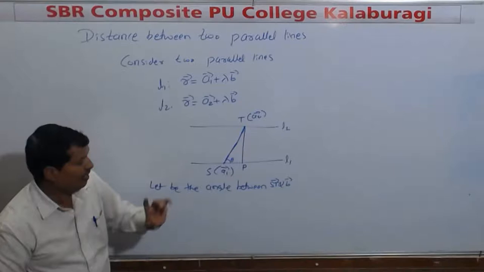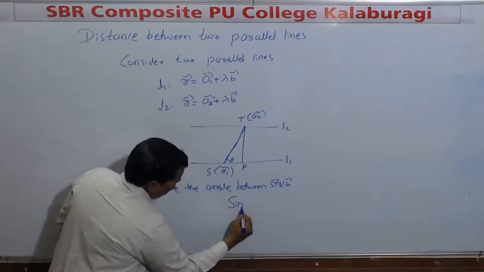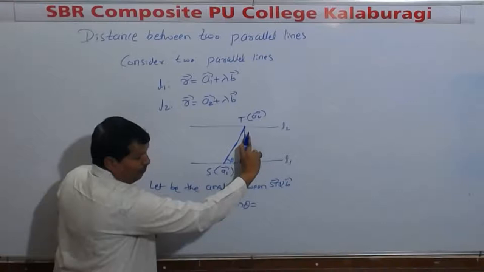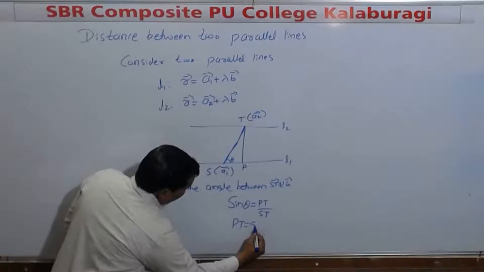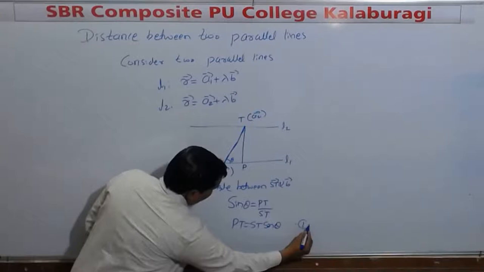This forms a right angle triangle. So what about sine theta here? Sine theta equals opposite side by hypotenuse. Theta is here, so this is the opposite side, this is the hypotenuse. Therefore we have PT by ST, and therefore PT equals ST sin theta. Call this equation number 1.